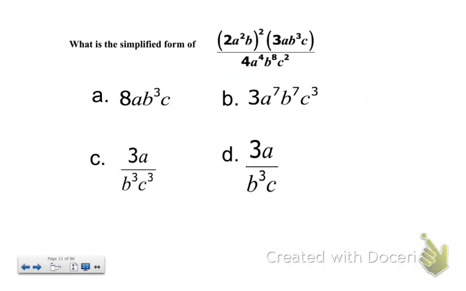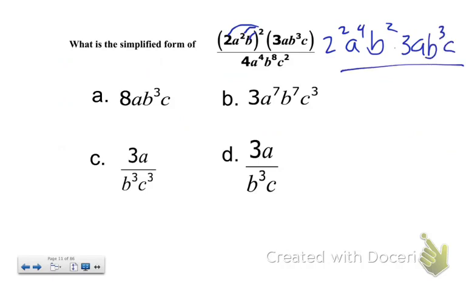Okay, again, simplifying the expression. Don't forget that if you have an exponent outside of the parentheses, you need to make sure you distribute the exponent to each term inside. So we end up with 2 squared, and power raised to a power we multiply. So 2 times 2, a to the 4th, and then b squared, times 3ab cubed c all over 4a to the 4th, b to the 8th, c squared.